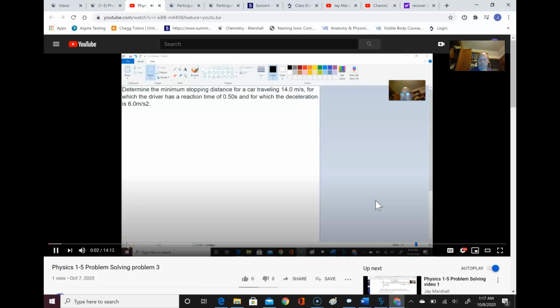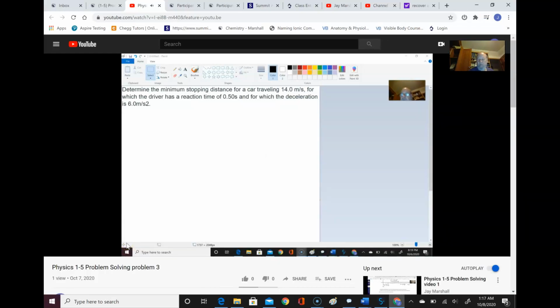Okay, this next one's going to be a little bit more difficult. Determine the minimum stopping distance for a car traveling 14.0 meters per second, for which the driver has a reaction time of 0.50 seconds, and for which the deceleration is 6.0 meters per second squared.